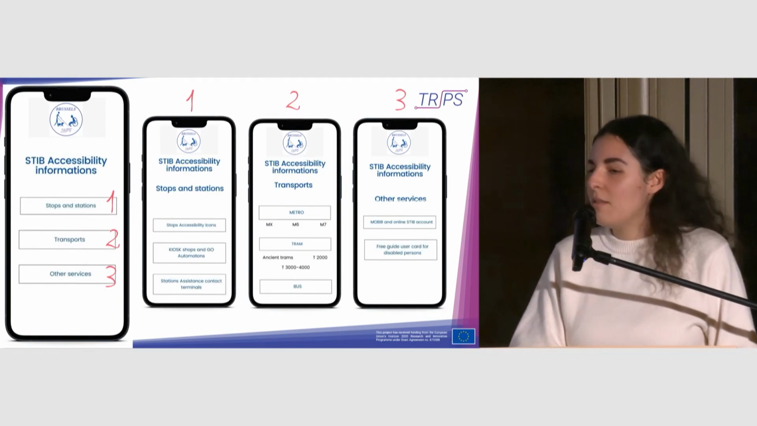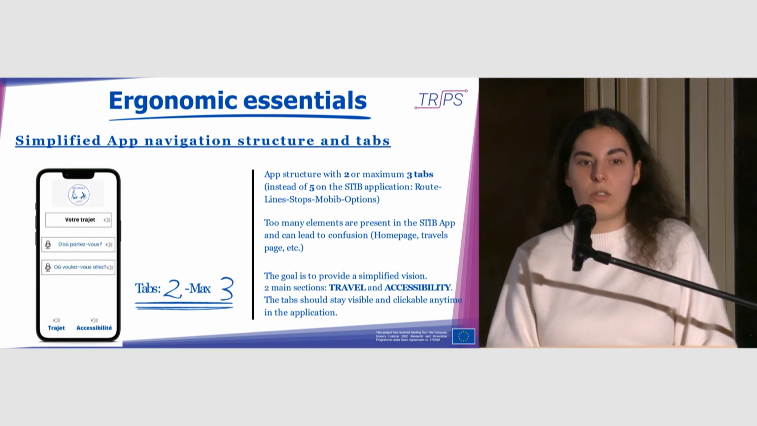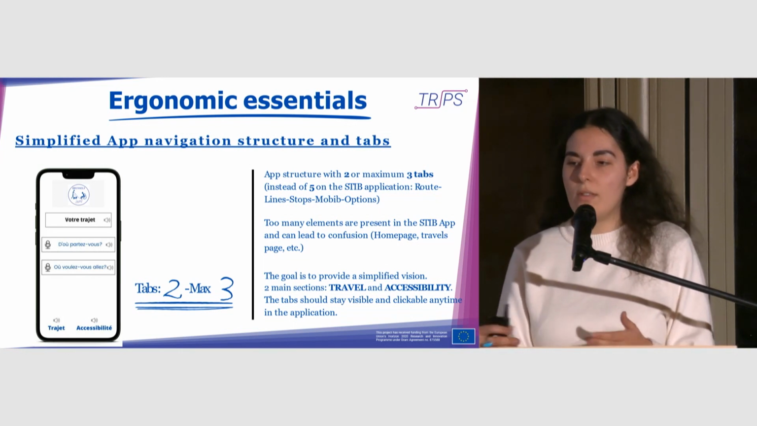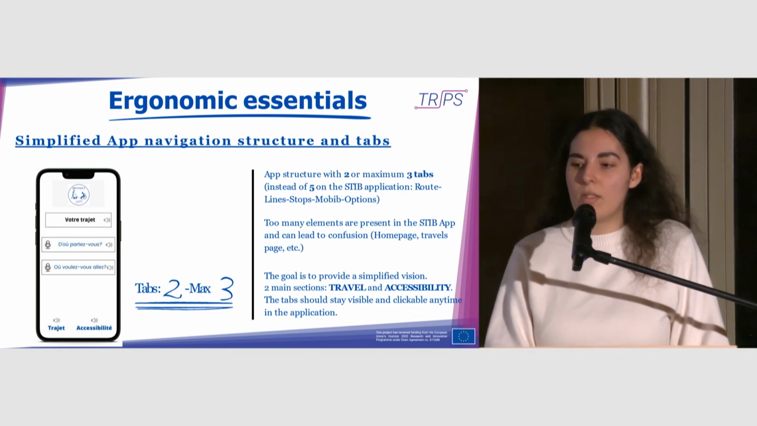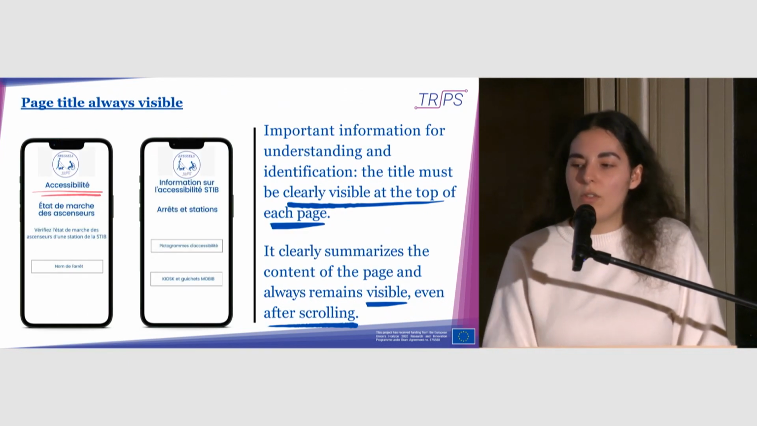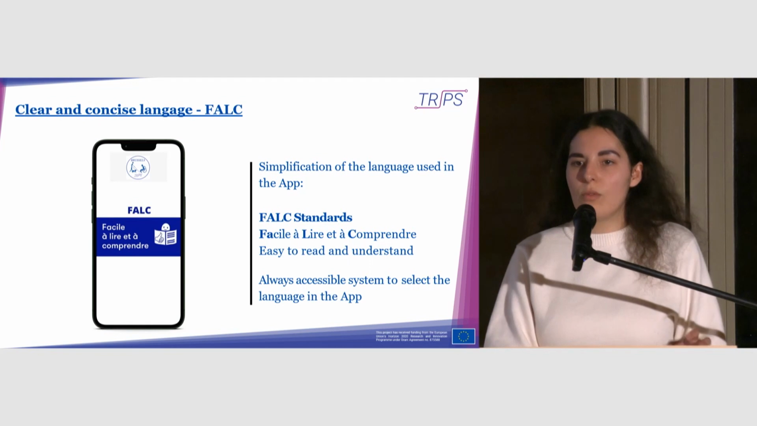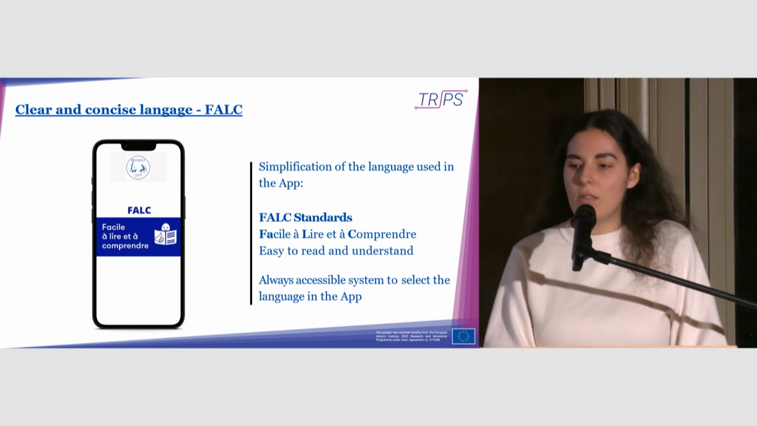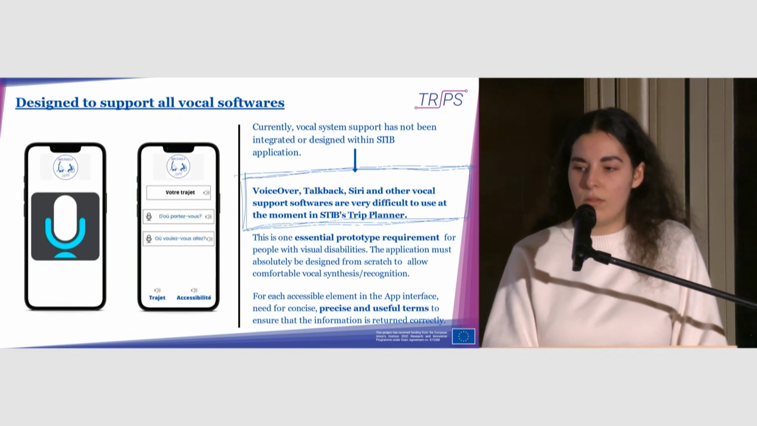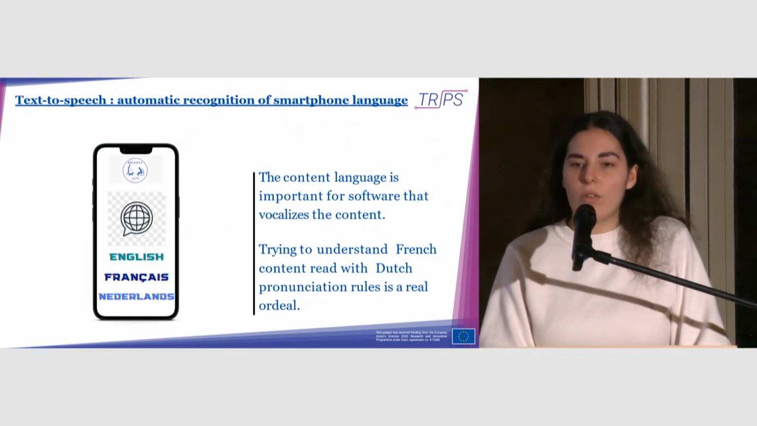So you can see many pages that we've worked on, on the accessibility and the ergonomic essential side of the application, because many don't use the phone, at least the application of the STIB. So you can see many of them with a few highlights, and some tools that already exist that we should fit with the application. And it's really simple, like the vocal software or the Falk. So you have it like this.